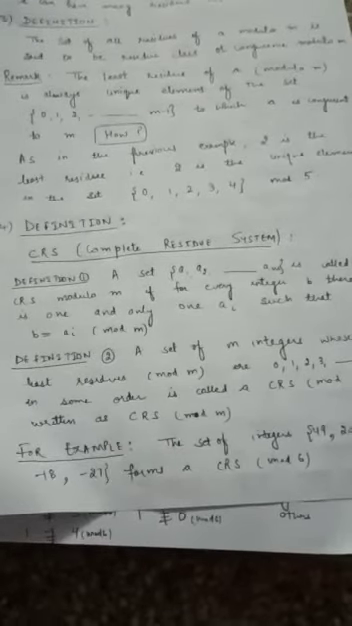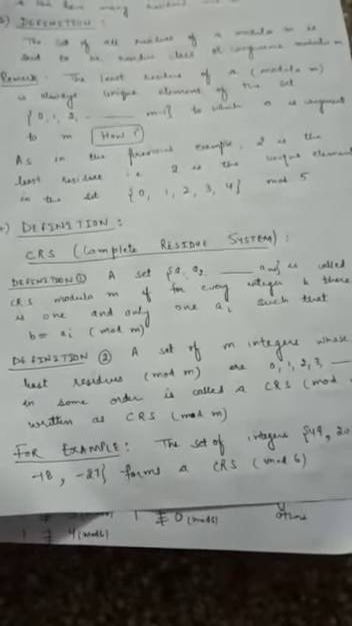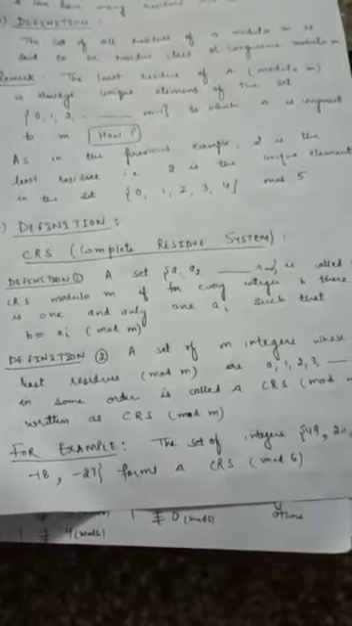AI means it may be A1, A2, A3 or AM from this given set. And similarly, the definition 2 of a complete residue system: a set of m integers whose least residues modulo m are 0, 1, 2, 3 up to m minus 1 in some order is called a CRS, that means complete residue system modulo m, written as CRS modulo m.